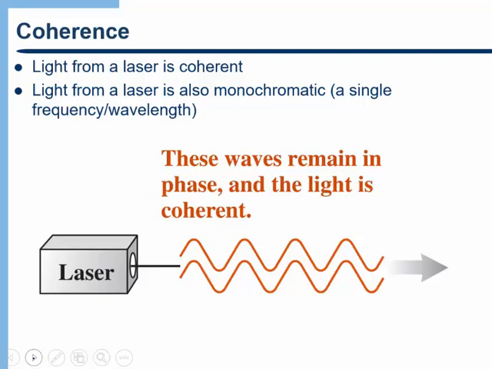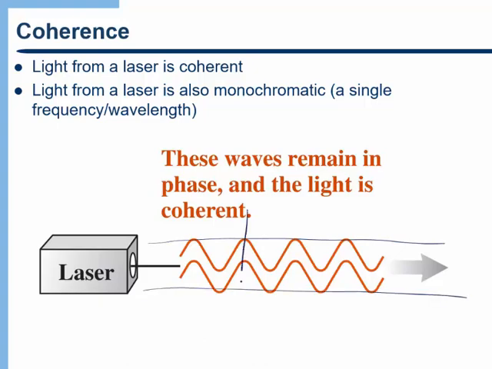So let's look at an example of a light source that produces coherent light. The best example is a laser. Picture the laser beam that's coming out of this laser. If I look at any point anywhere across the beam, what I see is that the waves are coherent. In other words, if it's a peak here, it's a peak here as well. If it's a trough here, it's a trough here as well. So the light is coherent.